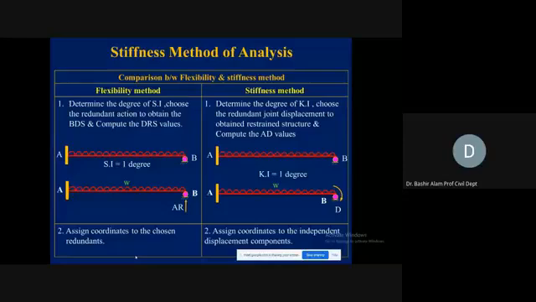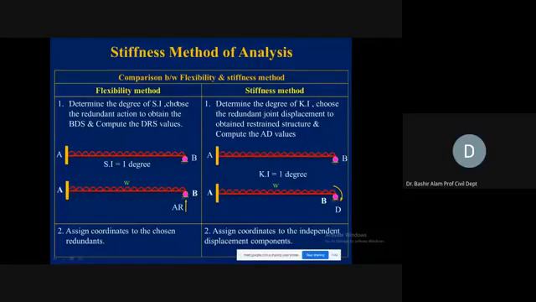Now, comparison between the flexibility and stiffness methods. In the flexibility method, first we determine the statical indeterminacy. In the stiffness method, what do we do? Determine the kinematic indeterminacy. In the flexibility method, choose the redundant actions to obtain the BDS.